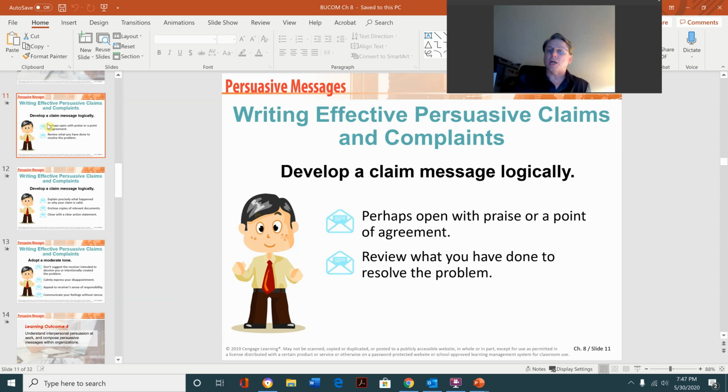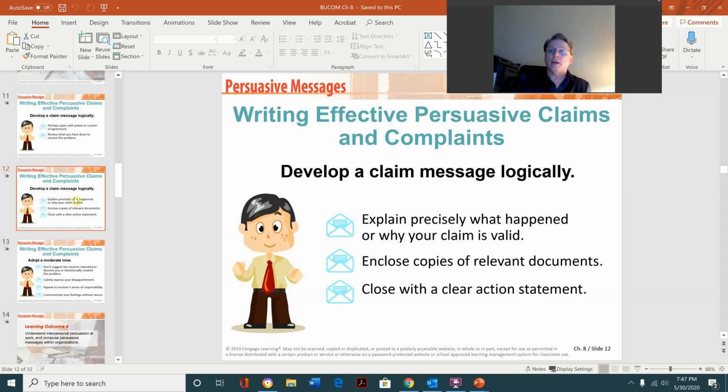Develop a claim message logically, perhaps open with praise or a point of agreement. Review what you have done, resolve the problem. Okay? If you have a weakness, and let's face it, every argument or every type of persuasion has a weakness. Every product has a weakness, every company has a weakness. You should start out with the weakness first.